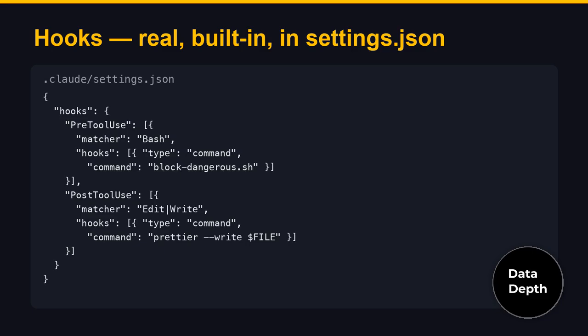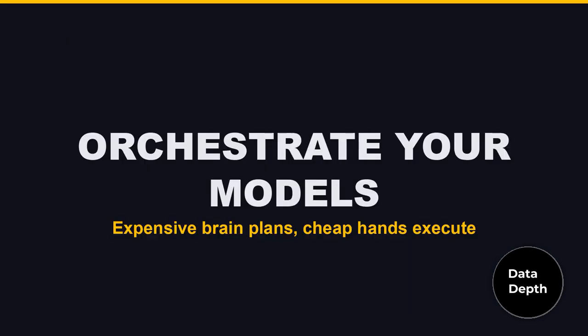A hook is a script that fires automatically at points in the agent's workflow: before it runs a tool, after it edits a file. A pre-tool use hook can inspect every shell command and hard block anything dangerous, like a recursive force delete, before it ever runs. A post-tool use hook can auto-format every file the moment it's written, so your code is always clean without you asking. This is built in, it lives in your settings, and it turns your preferences into guardrails the agent physically cannot cross.